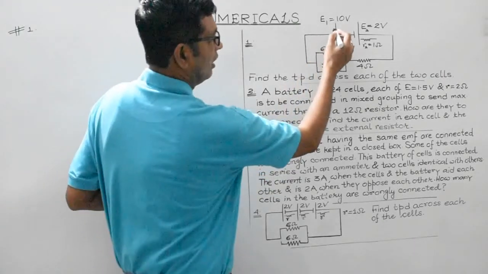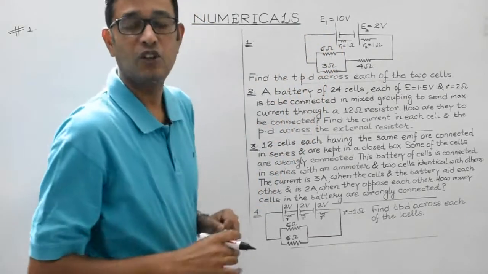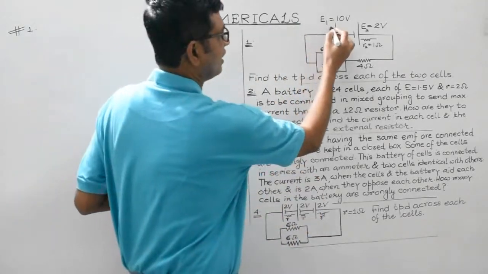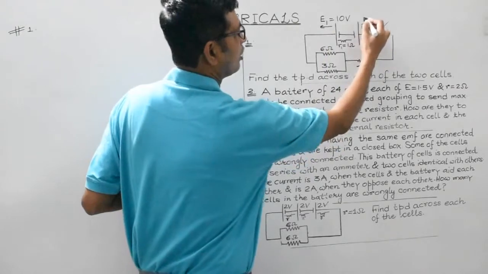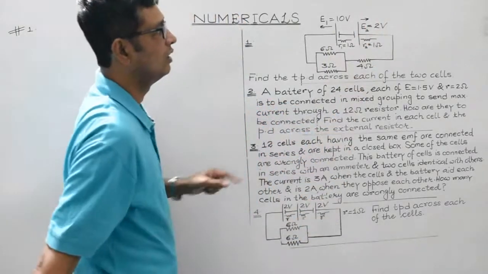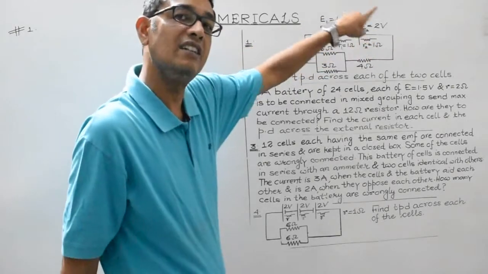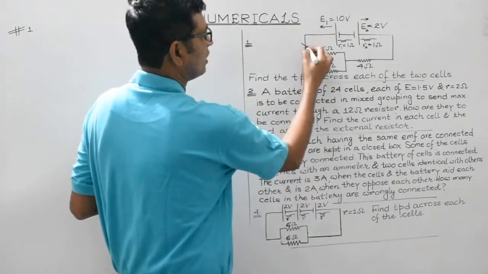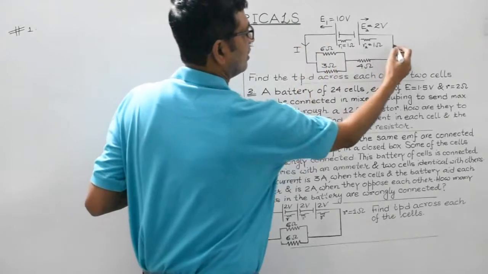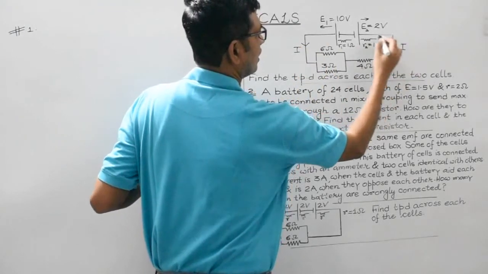Now look, this one is the dominating cell. It's of EMF 10 volt. It will be sending current along this direction and it will be sending current along this direction. So this cell being dominant, we can consider the net current to be flowing in the anti-clockwise direction, right? So suppose the current flowing through the circuit is I.